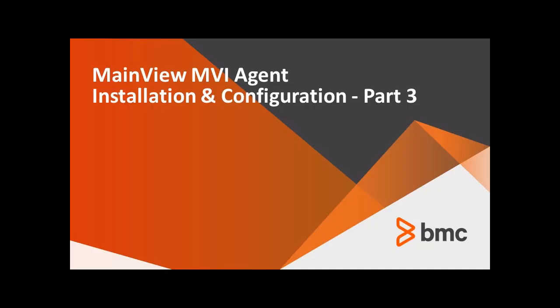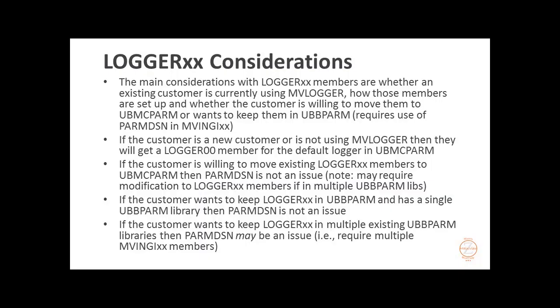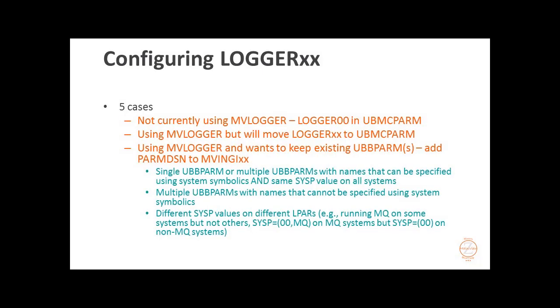Today we'll be covering MainView MVI Agent Installation and Configuration, Part 3. The configuration of Logger XX UBB PARM members presents several issues. Among others is the fact that the legacy MainView customer may already have one or more configured members and may be running multiple sets of log files. There are 5 cases to consider.